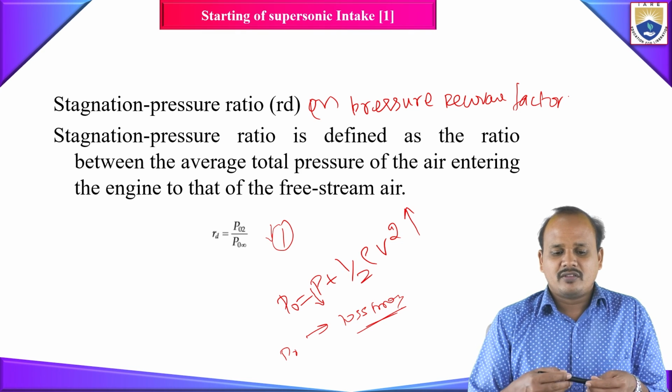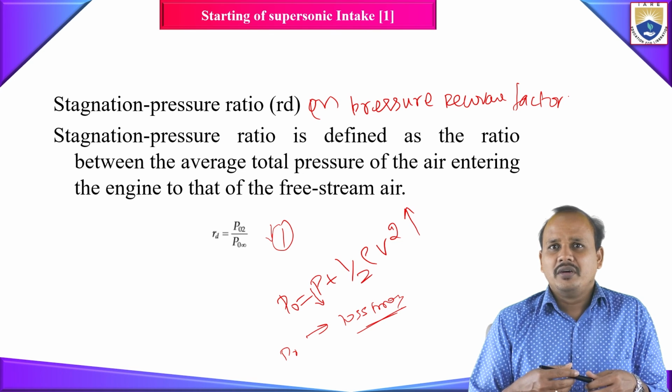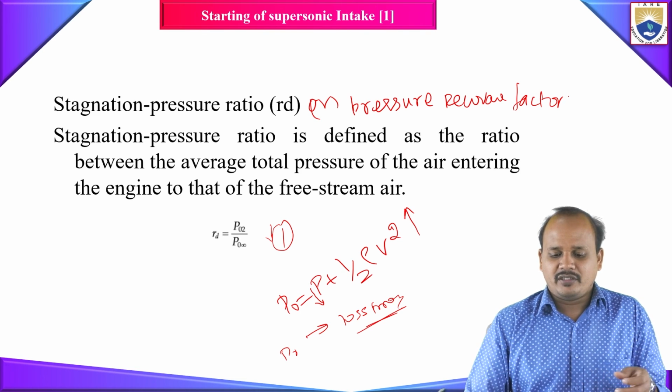After that, we discussed the parameters we use to measure the performance of our intake, whether it is a subsonic intake or a supersonic intake. They are the stagnation pressure ratio, and the other one is the isentropic efficiency or adiabatic efficiency.